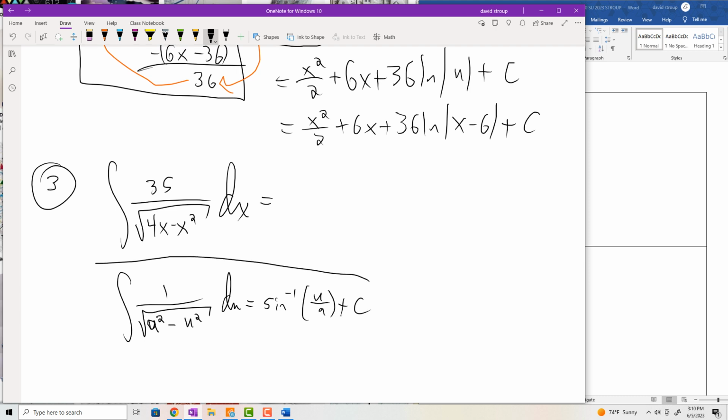So we need to transform the integrand into that form, and we could do that by completing the square. We can also factor out the 35 because it's not dependent on x.